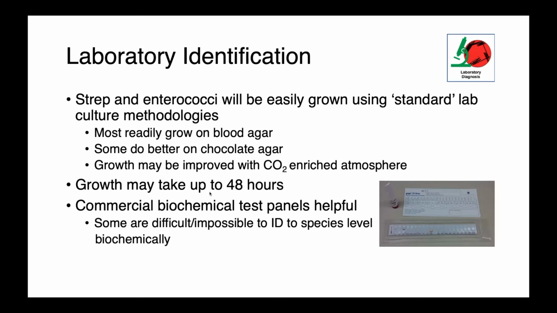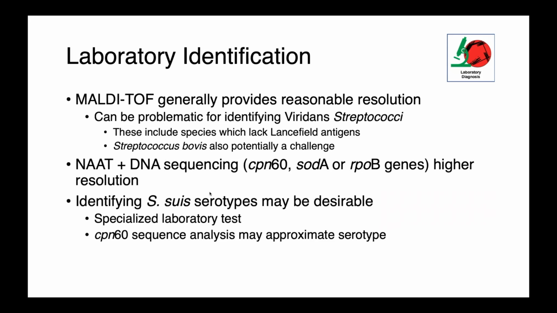For some organisms, growth may be improved with a CO2-enriched atmosphere, and it may take up to 48 hours, so they can be somewhat slow growing. There's a wide variety of commercial biochemical test panels available, such as the API strip, which generally does a good job, but some species are difficult or impossible to identify biochemically. MALDI-TOF generally provides reasonable resolution, although it can be problematic for identifying viridans streptococci.